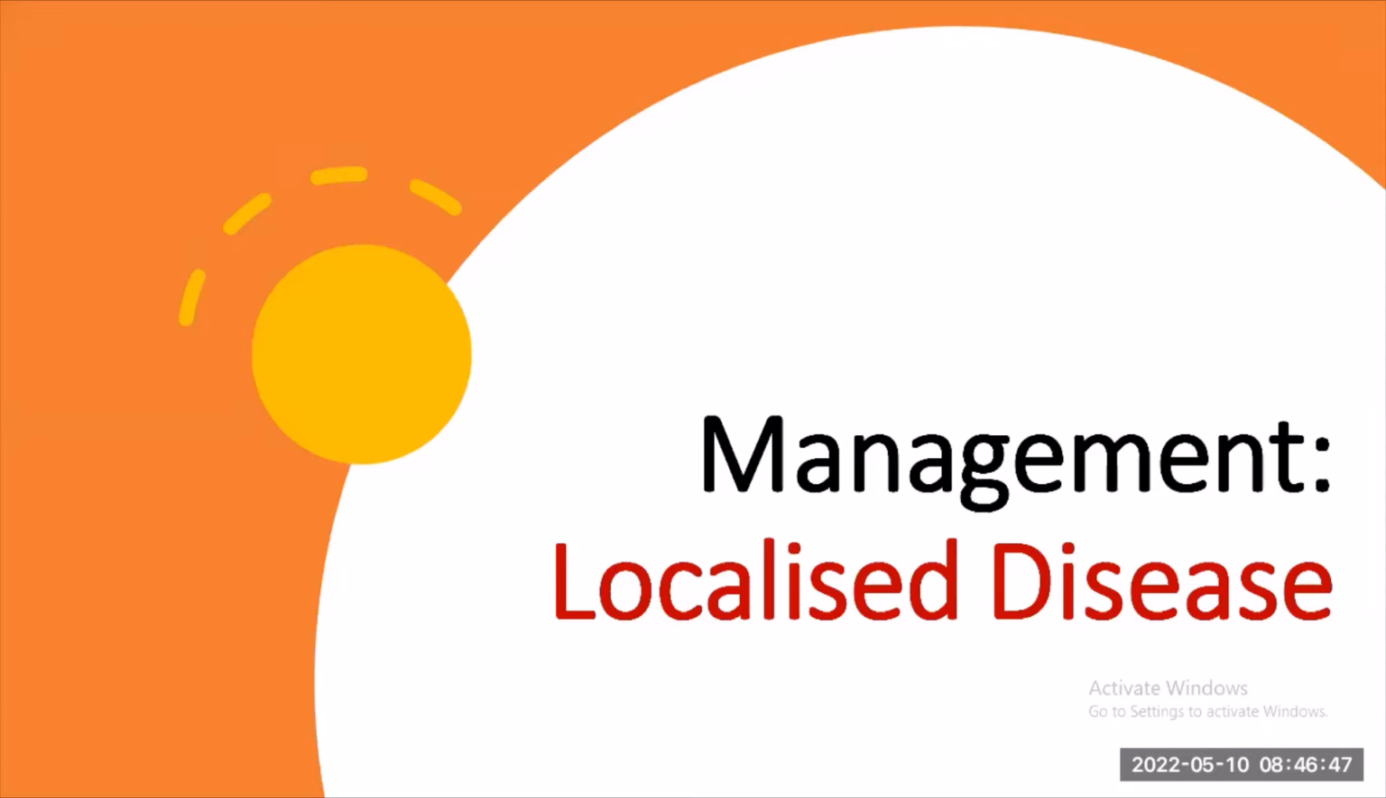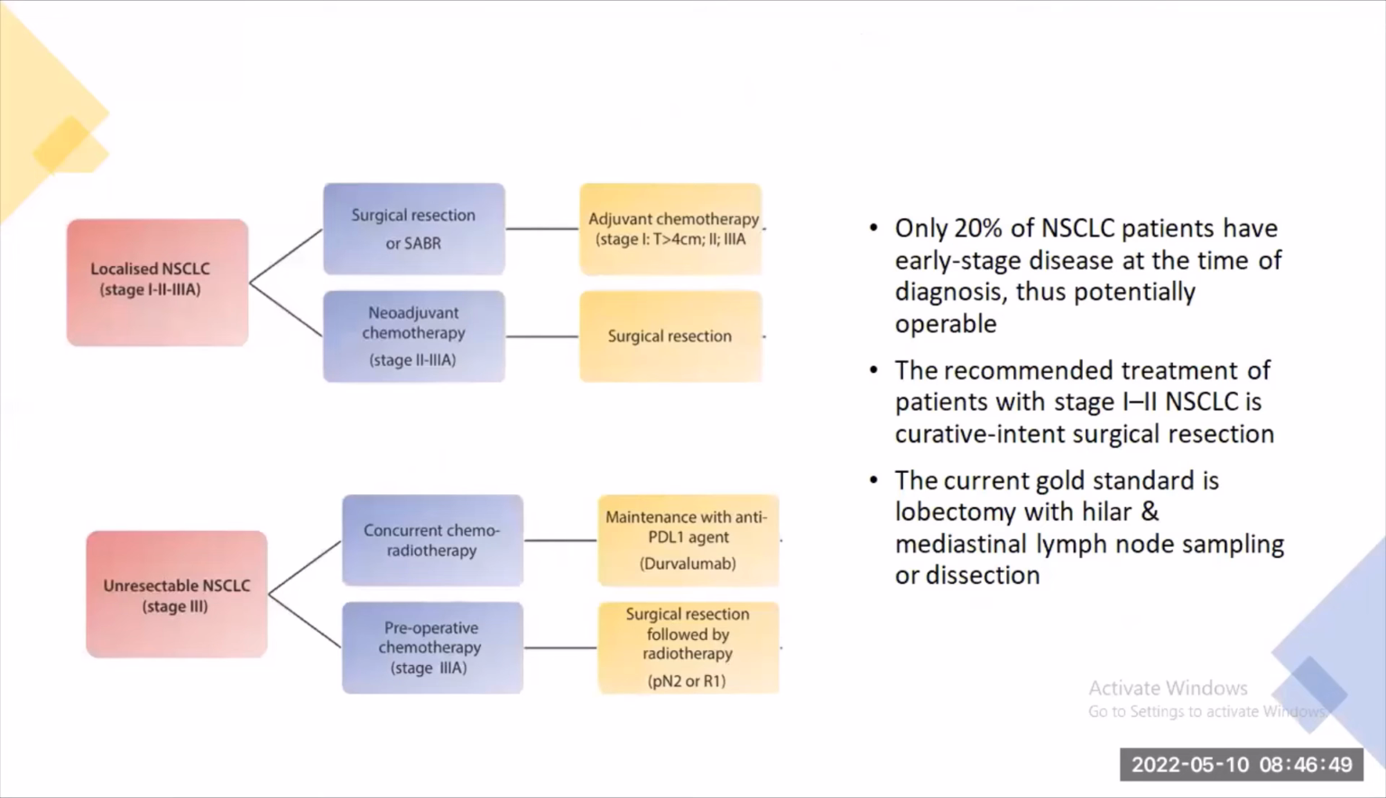So, management of localized disease. There can be two ways. One is going for curative local therapy first, like surgical resection or SABR, followed by adjuvant chemotherapy when the tumor size is more than 4 centimeters, or stage 2, stage 3A tumor. And there is neoadjuvant chemotherapy followed by surgical resection. Now there is also the addition of neoadjuvant immunotherapy followed by surgical resection.